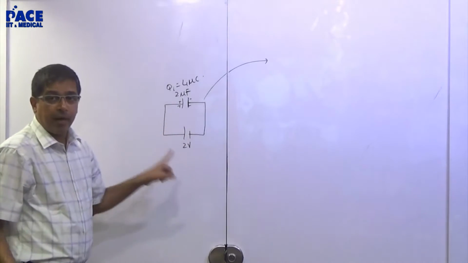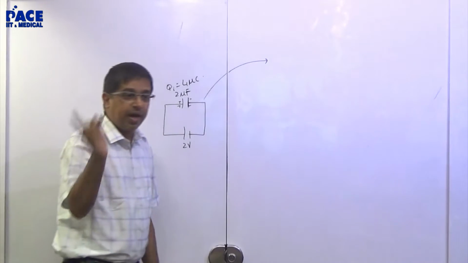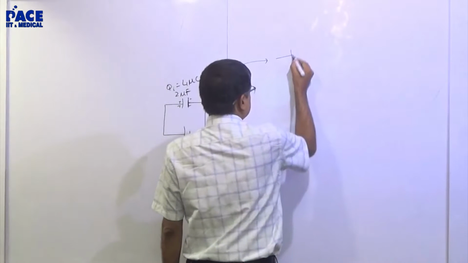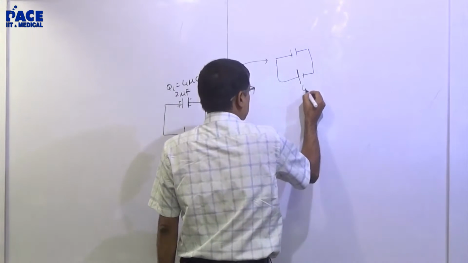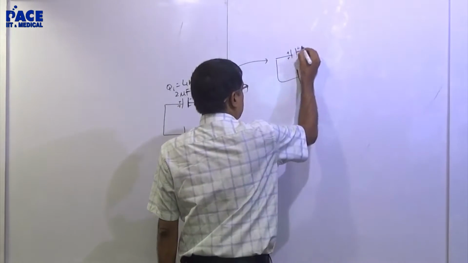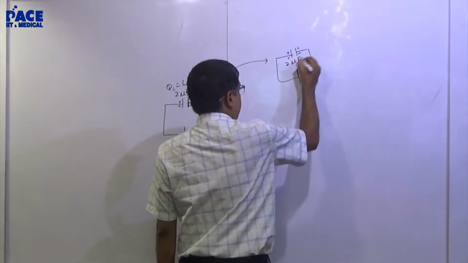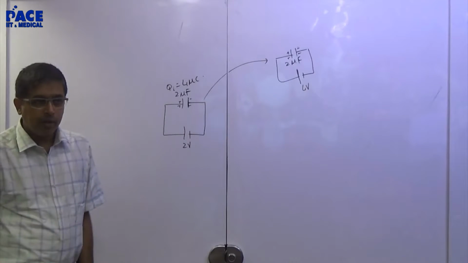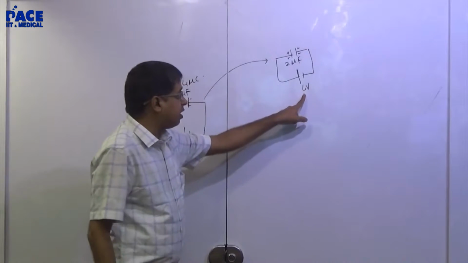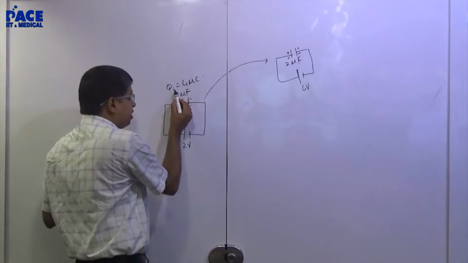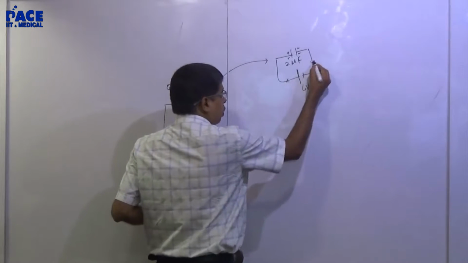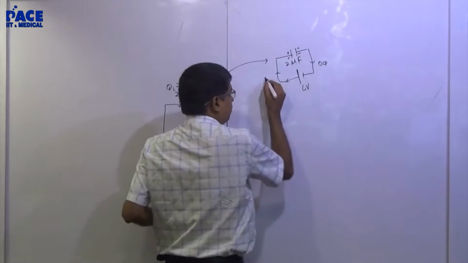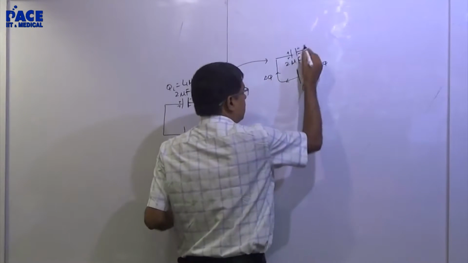Now when I replace this particular battery with a battery with greater voltage, a greater voltage of 4 volts but with the same polarity, this is 2 microfarads. Now what happens is this battery should push additional charge. Initially this has got 4 microcoulombs. Now the battery will push additional charge of delta Q. How much will delta Q be?